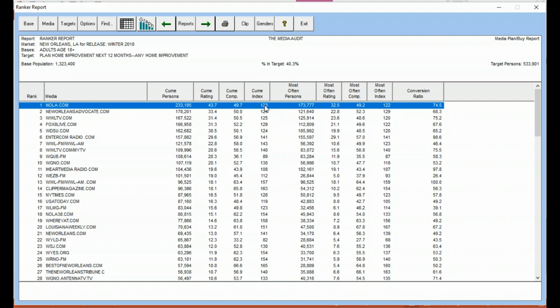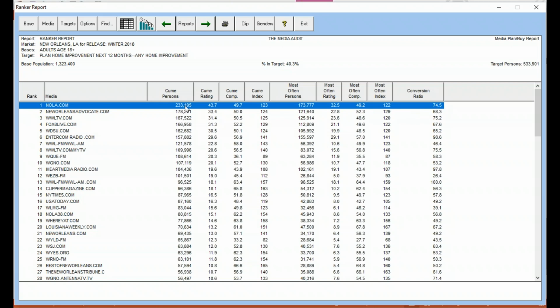Okay, this is the industry norm. That's what we follow. The index is high, meaning, again, only 40% of the market is envisioning a project, but amongst the NOLA.com audience, it's 50%. So I've got large reach and I have an interested audience. Two things I want to see. So I'm always going to want to see high reach, high indices. And the last thing I want to see, and why this report view is my favorite, is a high conversion ratio.